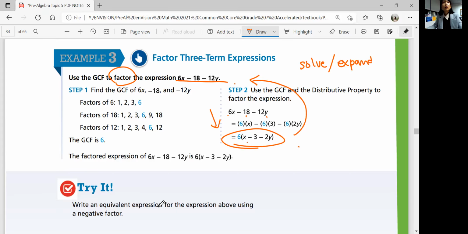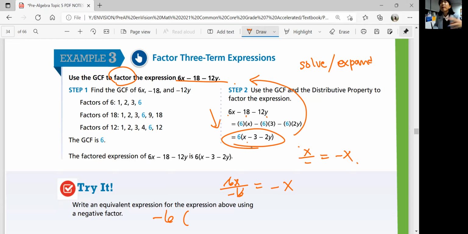So try it. Write an expression for the expression above using a negative factor. So this example used a positive 6. What happens when you factor the expression using negative factor, negative 6? What would you get? 6x. What does 6x become if you divide it by negative 6? It's going to be negative x. So x divided by negative is just negative x.